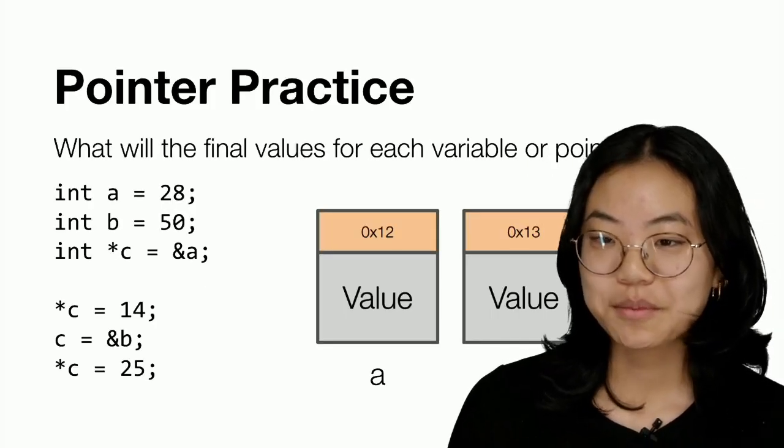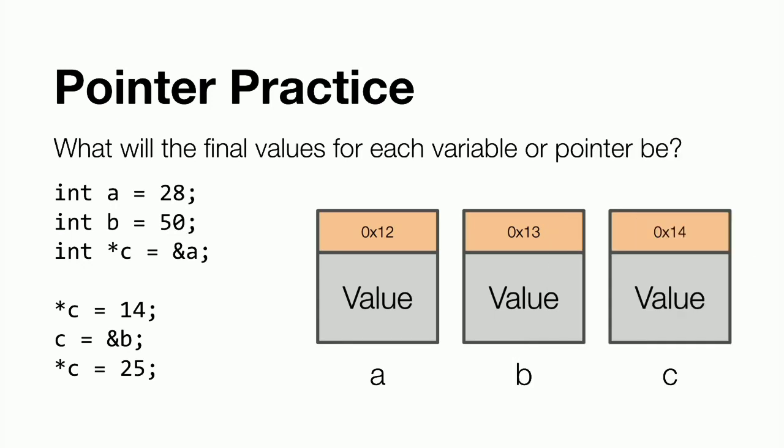Okay, let's do a little bit of practice here. We have a little piece of code on the left and a little visual of 3 bytes of memory. I would encourage you to pause here for a second and think: at the end of this piece of code running, what will the final values be for each variable or pointer? I'll give you a second to think. You can put your answers in the chat.